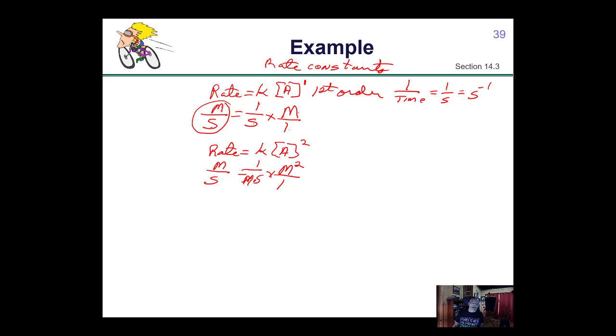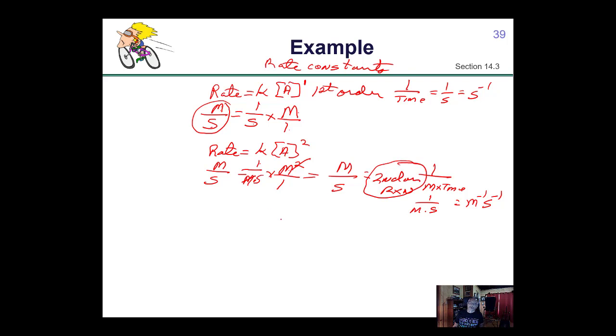So if it's 1 over molarity times seconds, one of these will cancel. And so now I'll again have molarity times 1, which gives me molarity, and seconds times 1, which gives me seconds. So the rate constant units for a second order reaction overall, based on the overall order of the reaction, will be 1 over molarity times time, which in this case is just 1 over molarity times seconds, and we can write that as per molarity per second, or molarity to the -1, seconds to the -1. And this is for a second order overall reaction.